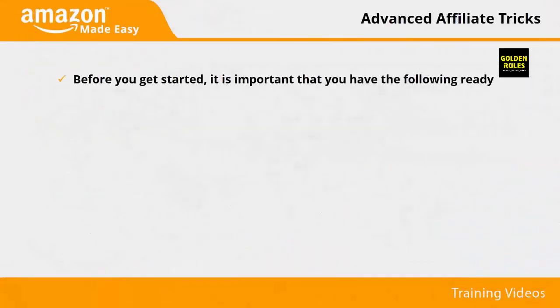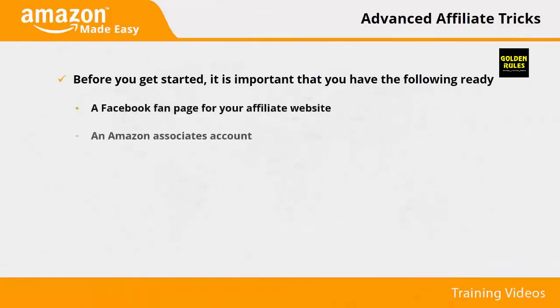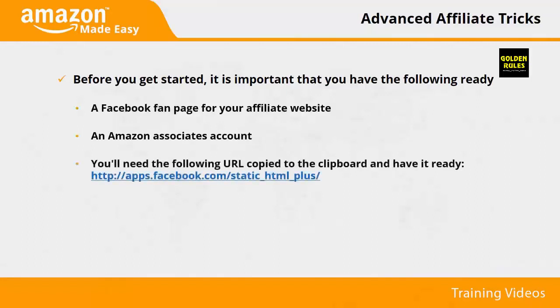Before you get started, it is important that you have the following ready: a Facebook fan page for your affiliate website, an Amazon Associates account, and you'll need the following URL copied to the clipboard and have it ready: http://apps.facebook.com/static_html_plus/. For the purposes of this video, and because you have made it this far into the training, we will assume that you already have a Facebook fan page for your affiliate website and an Amazon Associate account as well as an A-store built. We also recommend you are logged into Facebook and your Amazon Associates account on separate tabs in the same browser just in case.